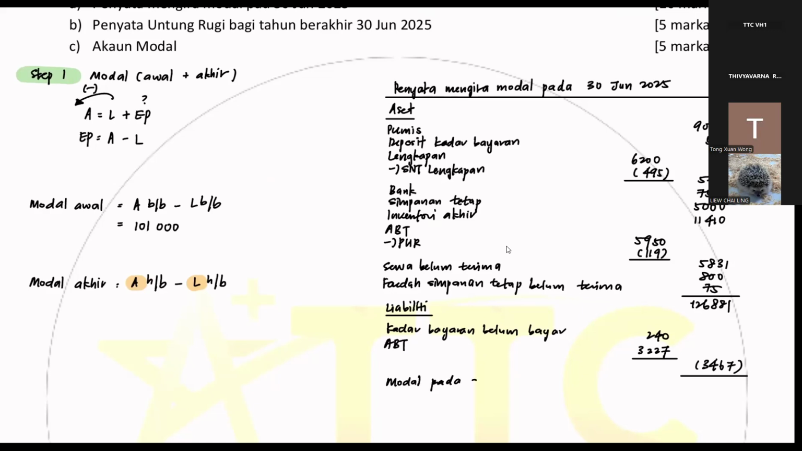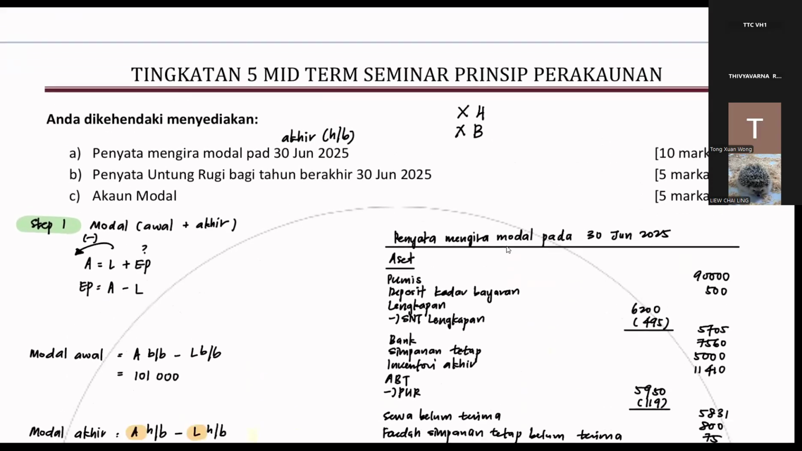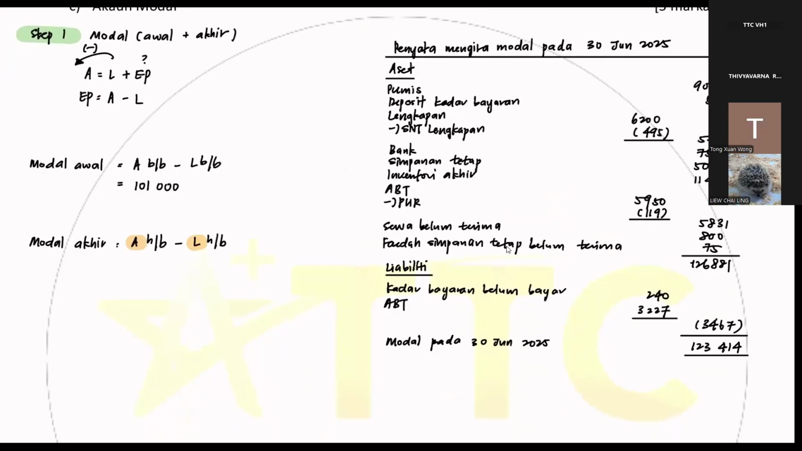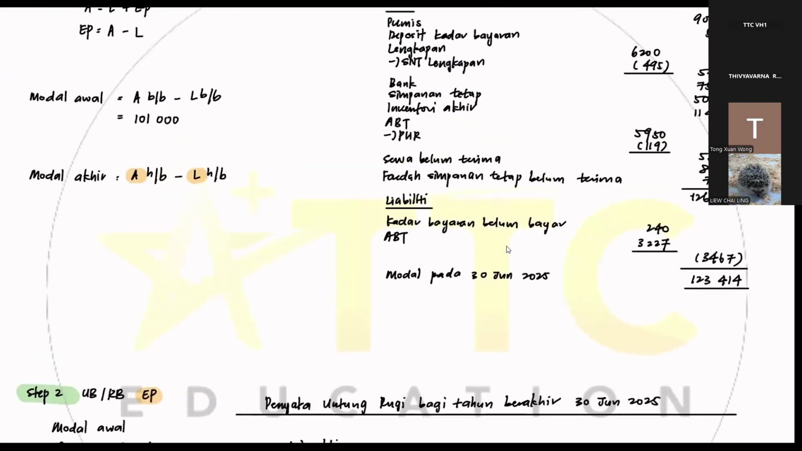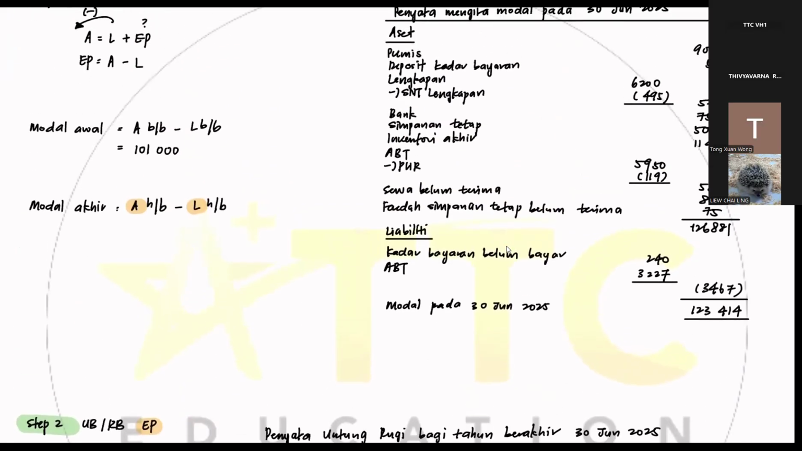Modal pada 30th June 2025. You will get 123,414. Okay, that's the answer for part A to get your modal akhir. Then don't forget, you still need to do part B, right? To use all the EP, right? Okay, then you have to figure out all the EP.